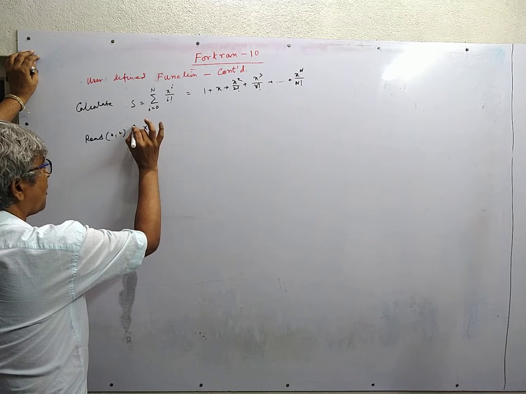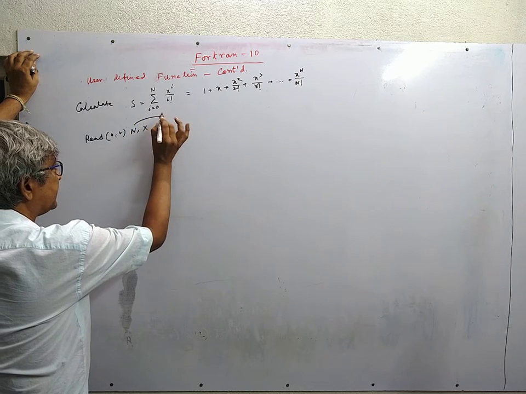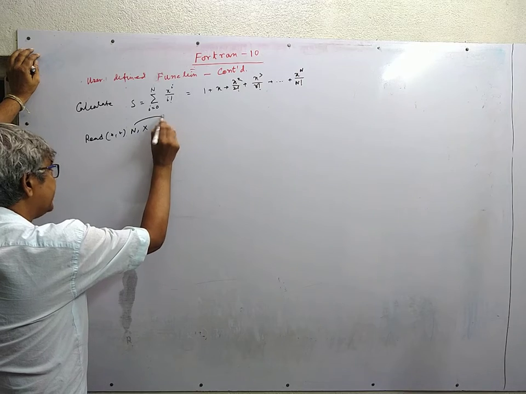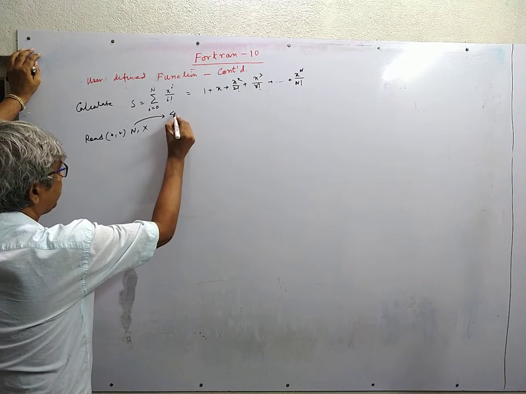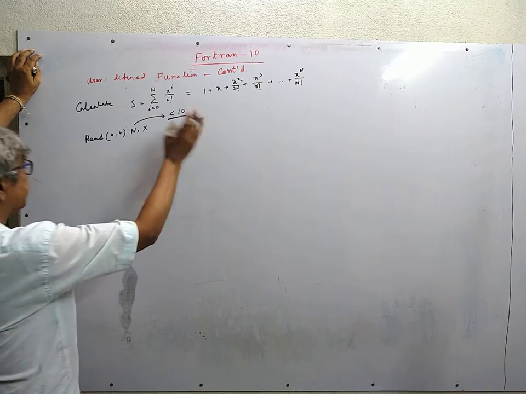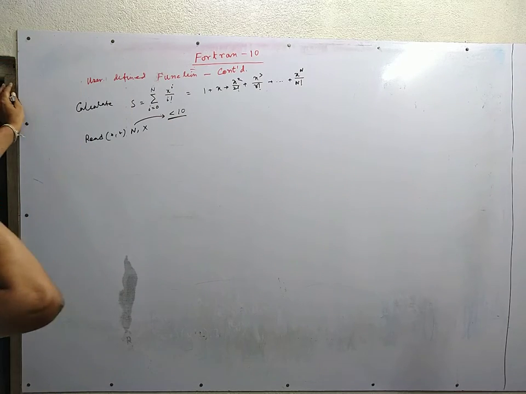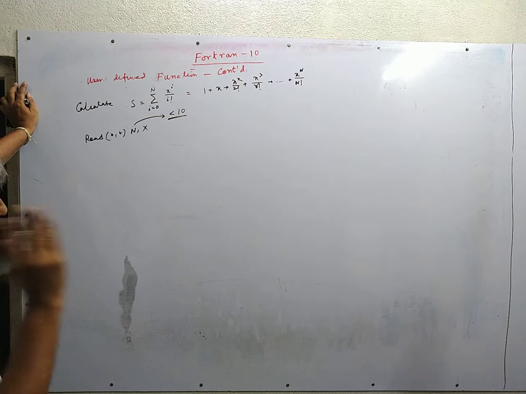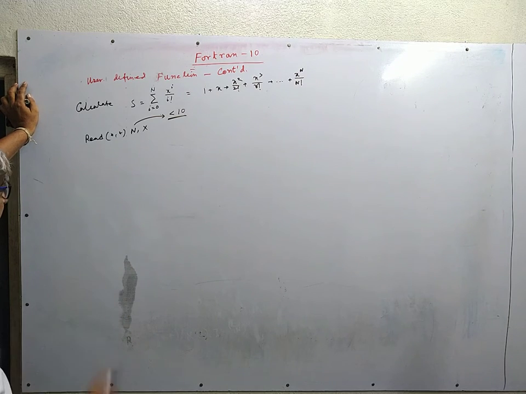To reduce truncation error, keep n less than 10. Do not go over this because factorial of n is a huge number. I will show you afterwards how to manage such functions, such terms.